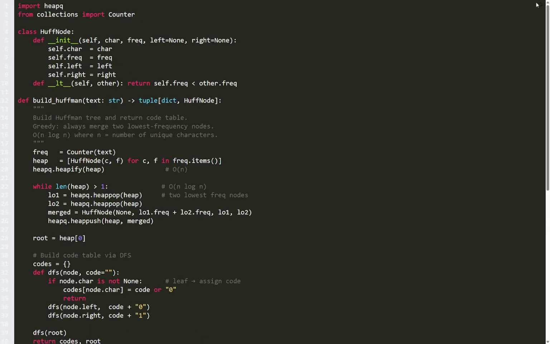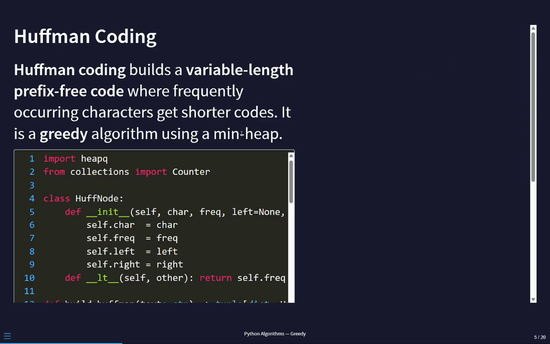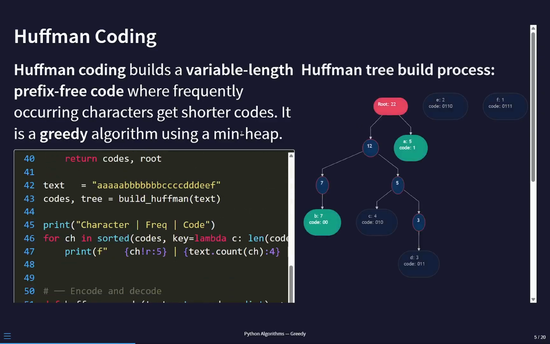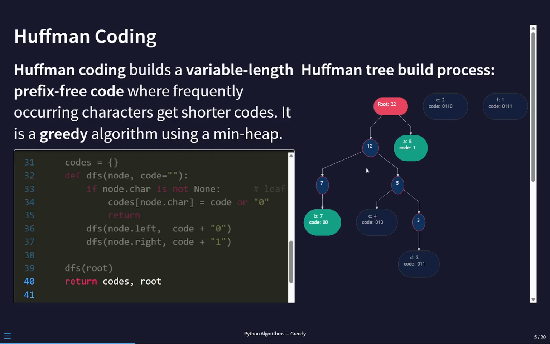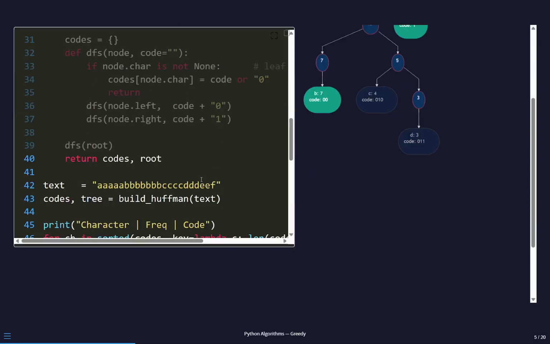Step through the build process. Start with individual character nodes ordered by frequency. Pop the two smallest, say E and F, with combined frequency 3, and merge them into an internal node. Push that merge node back. Repeat. The most frequent characters end up closest to the root, earning the shortest codes.